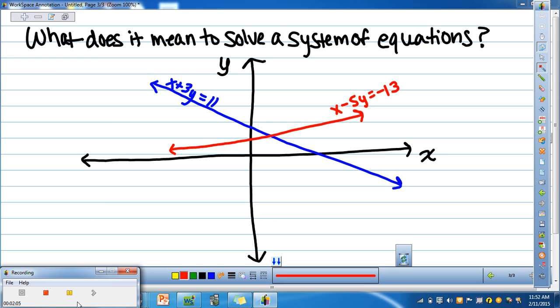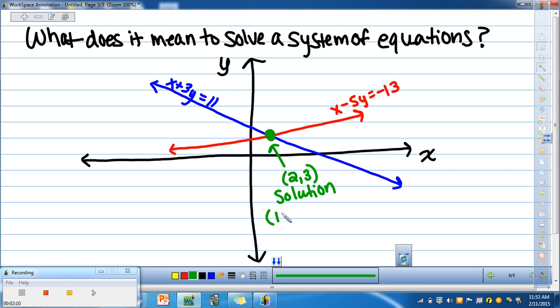Let's talk about what it really means when we solve a system of equations. Take the same two equations that we saw on the previous page and put them onto a graph. We are looking for the point of intersection between the two lines, and the coordinates of this point we call the solution. We saw earlier that (2, 3) was the solution, and graphically this shows up as the point of intersection.